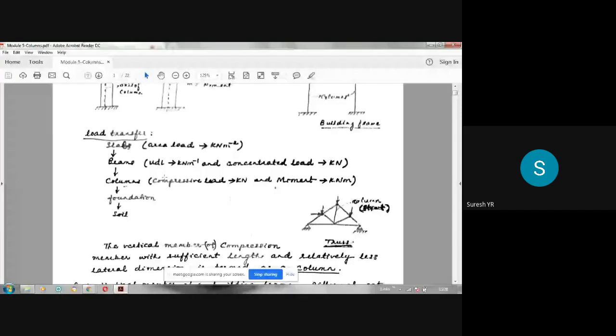In detail, in RCC design or steel design, in 5th semester, 6th semester, you are going to study the design aspects. There you will be learning in detail about all this. I just wanted to tell you why I have explained this: columns normally transfer compressive loads, which are coming from the beams to the foundation or the footing. So that is the purpose of a column.